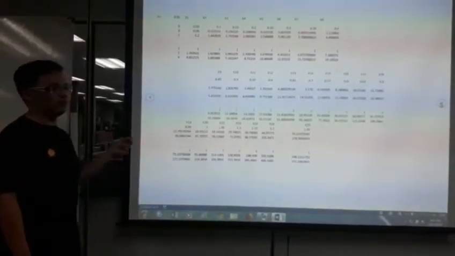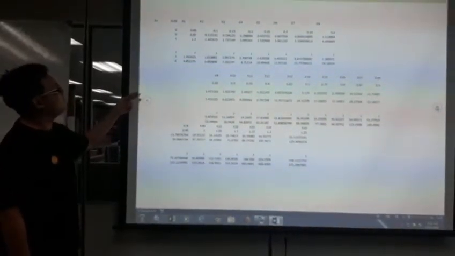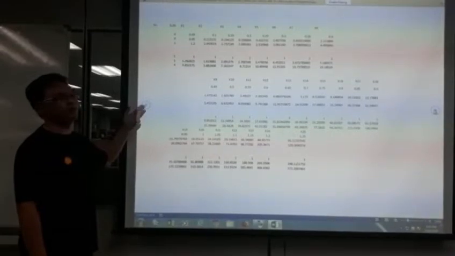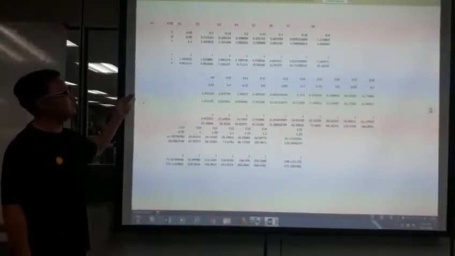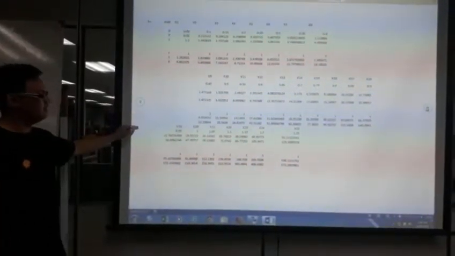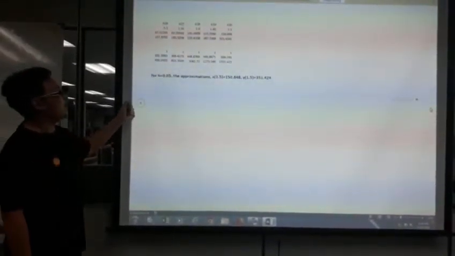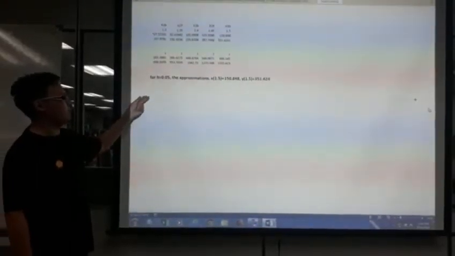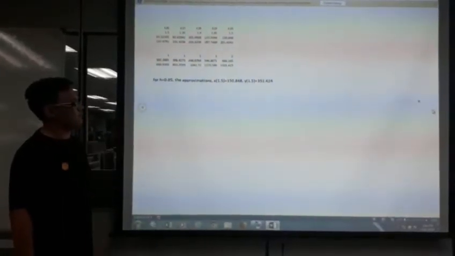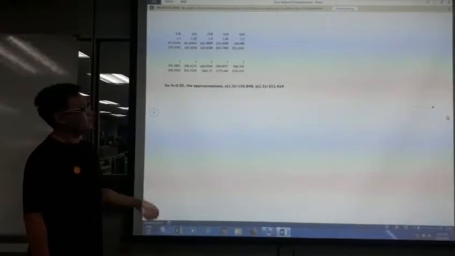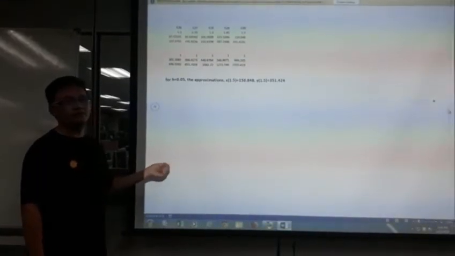Next, we try to reduce the step size again to 0.05. Since we are finding t equals 1.5, when we use step size h equal to 0.05, we will have 30 iterations. These are the values we found. At the end, we get the approximation of x at 1.5 as 150.848 and y as 351.424. We think that this is a more accurate answer compared to the step size of 0.3 just now. So thank you.